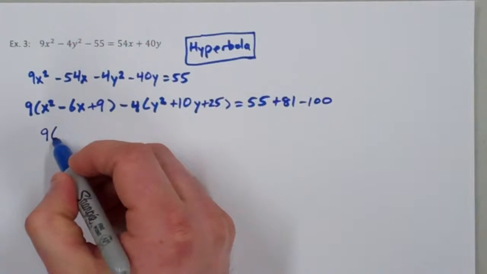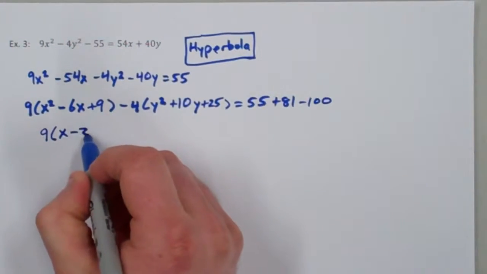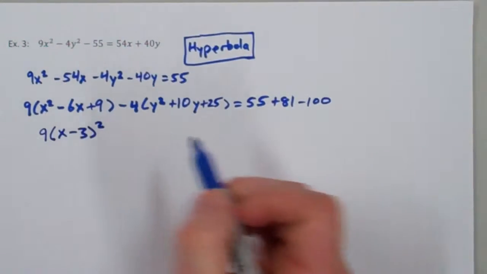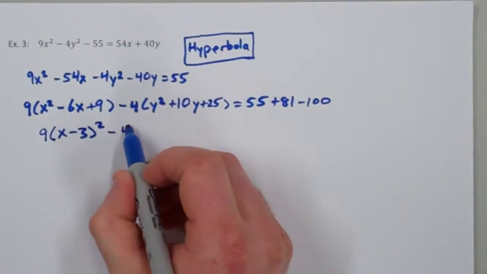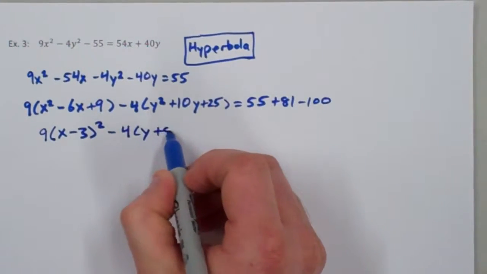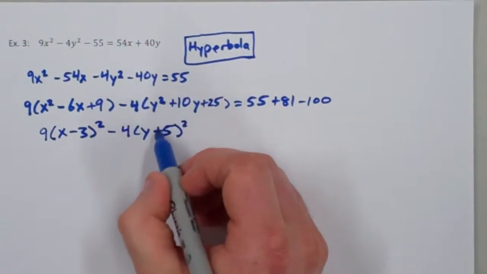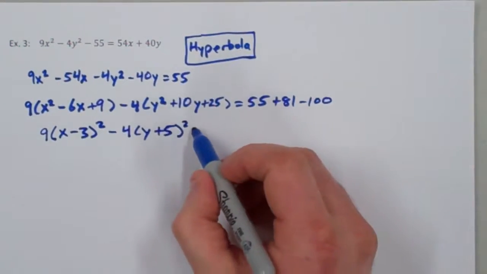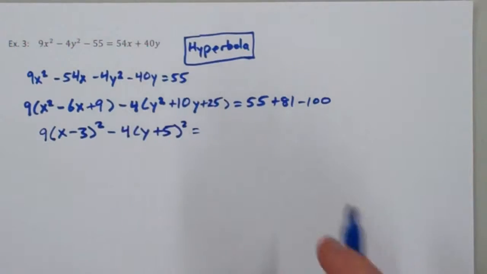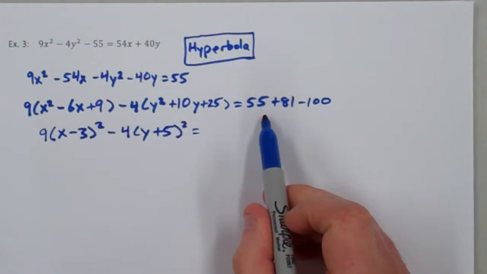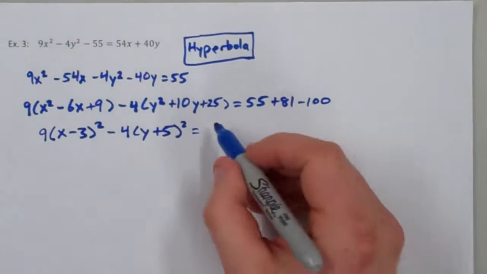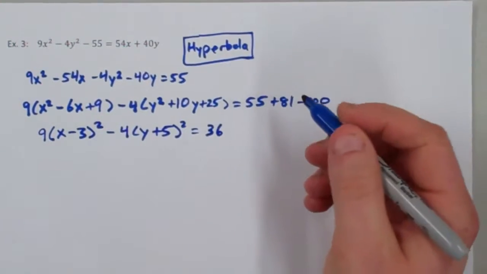Now we'll do a little bit of factoring. So we've got x minus 3 quantity squared here, half of b. And the negative 4 is going to stay. Y plus 5 is going to appear here. That's just half of 10. Sign stays the same. And that's going to be equal to, let's see here, we've got 55 and 81, so that's 136 minus 100 is 36.